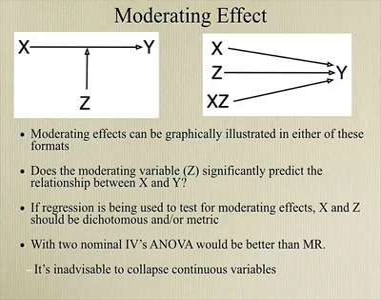Another way that moderating relationships are often depicted, although I think less intuitive, is just X, Y, and then the multiplicative quantity X times Z, which is exactly what we do when we test moderating effects. We take whatever your X variable is, whatever your Z variable is, we multiply those two together in SPSS, and that becomes the moderating effect.